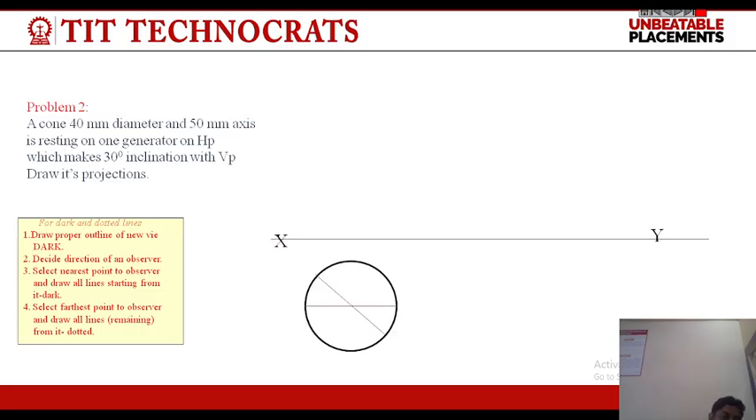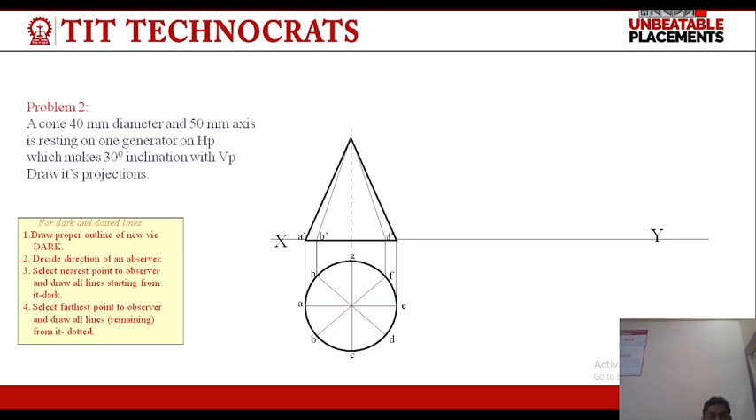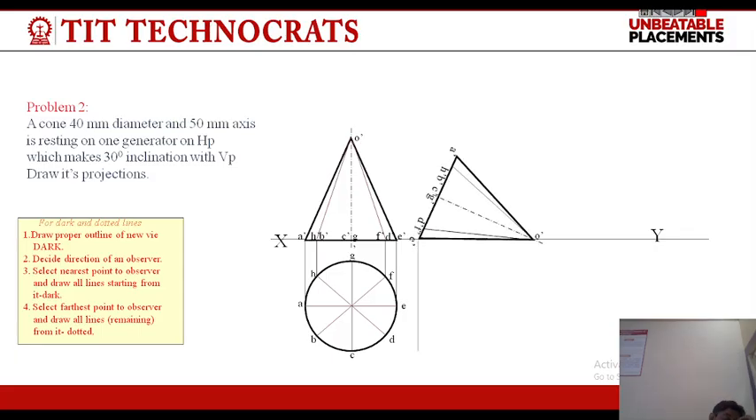Draw a proper outline. Decide the direction of the observer. Now numbering this circle, this is the front view of the cone. Select the nearest point to the observer and draw all lines starting from it as continuous lines. Select the farthest position from the observer and draw all remaining lines as dotted. Now the condition when one of its generators is lying on the HP.